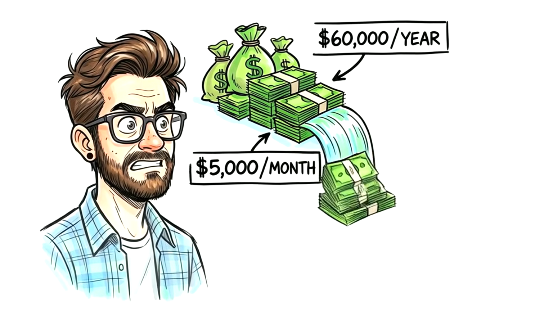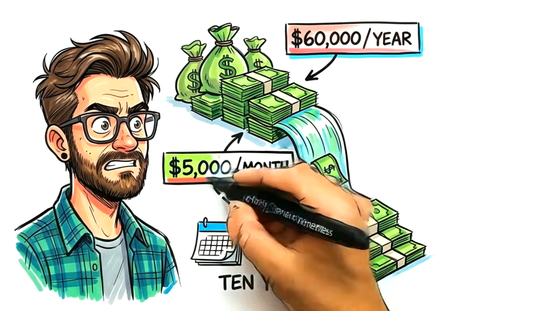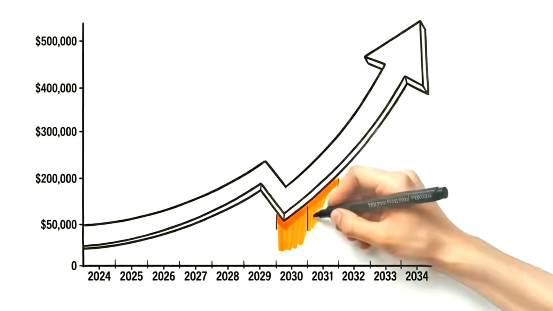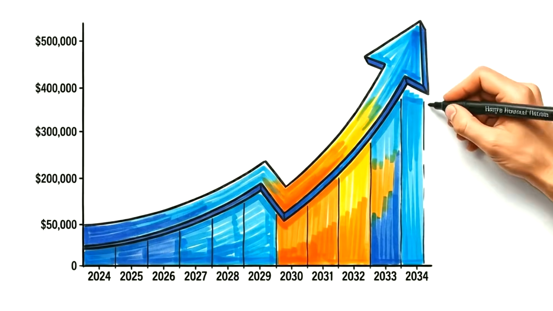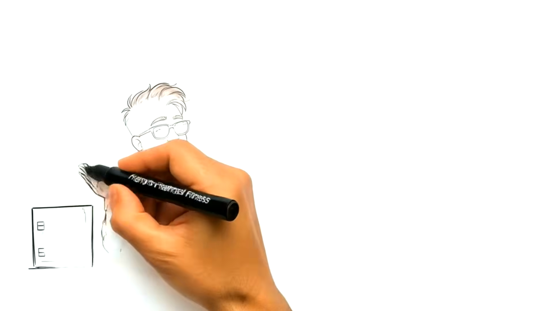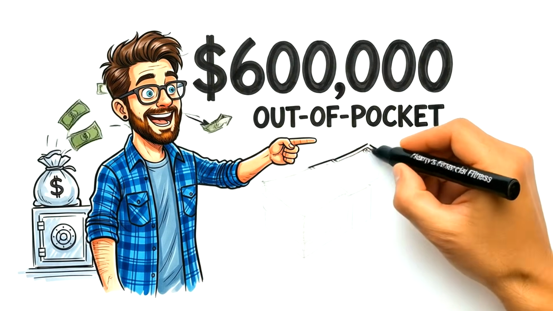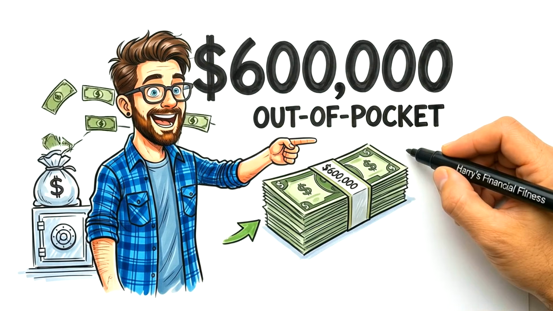Now, $5,000 a month is aggressive. That's $60,000 a year. Not everyone can do that. But stay with me, because the math reveals something important regardless of your number. Harry's total out-of-pocket investment over 10 years, $600,000. That's the money that actually leaves his bank account.